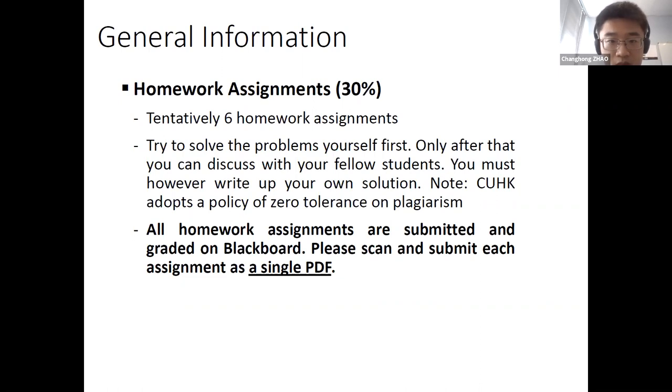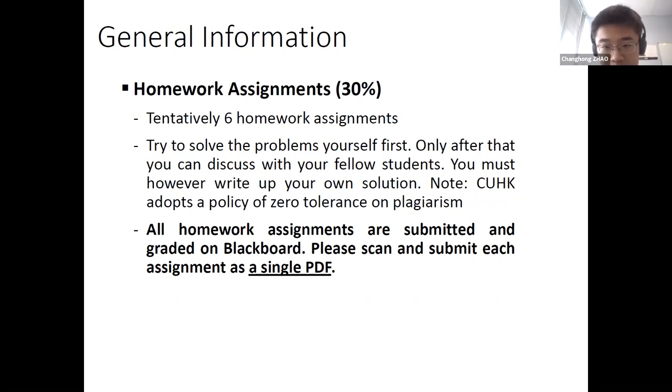For homework assignments, what I would like to emphasize is please always try to solve the problems yourself first. Only after that, you can discuss with your fellow students, see if you did something right or did something wrong. But even after discussion, you must write up your own solution. That's because CUHK adopts a policy of zero tolerance on plagiarism. And you are the most elite engineering students of Hong Kong. You are the ones who create the future, so it's important for you to hold to academic honesty and integrity.